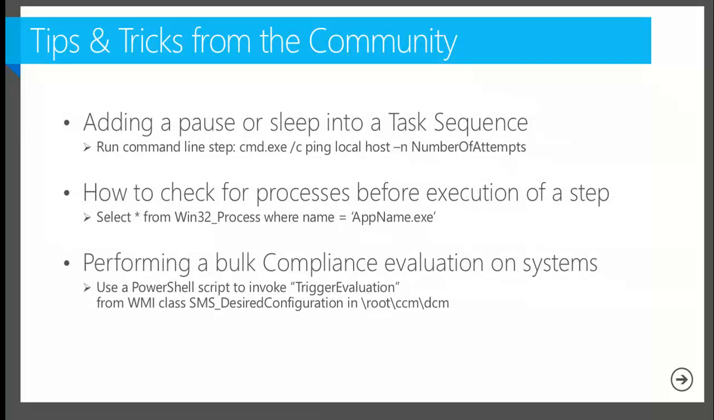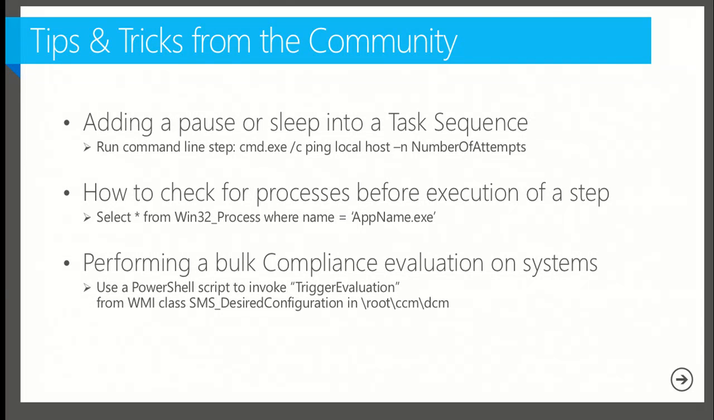All right, some more tips and tricks from the community. There's only a few minutes left, so I'm going to try and breeze through these. This is one that I showed earlier. It's something that I like to use. If you just need to pause or sleep in a task sequence, then I just ping localhost, that local computer, with the number of attempts that we want to do.